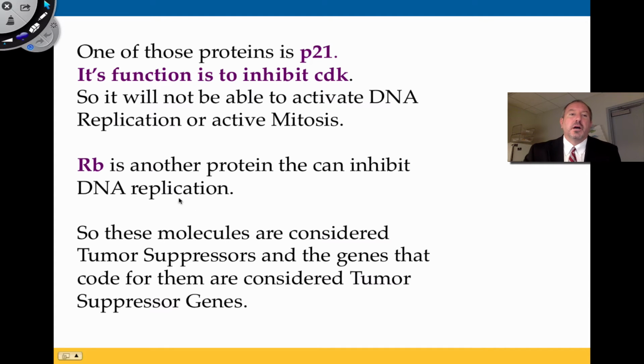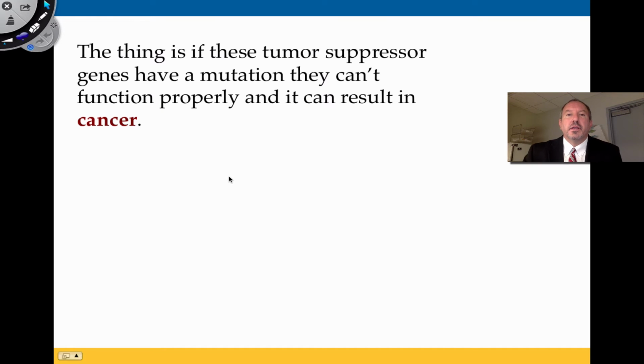So in other words, RB, which is another protein that can inhibit DNA replication. So these proteins, if you will, these molecules are then considered to be tumor suppressant, and the genes that produce them are considered to be tumor suppressant genes because their activity prevents DNA replication and mitosis from occurring. So the thing is, if these tumor suppressant genes have a mutation, they can't function properly, and it results in the cells having abnormal cell cycle or cancer.